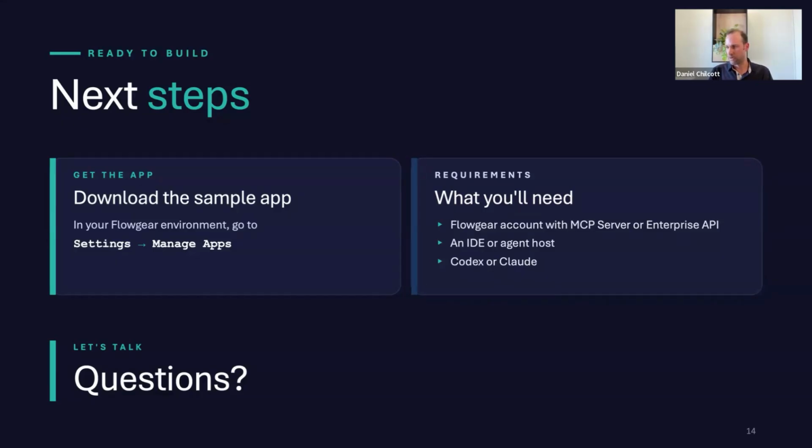All right, got a question here around when this is available. So this is actually shipped. This is all available immediately. And it's available on all of our Flowgear plans. So go ahead, try this out. You don't actually need the enterprise API access to be able to use MCP server, although you will need to have that available to be able to build apps that embed into Flowgear.